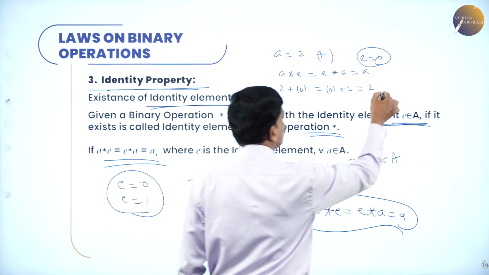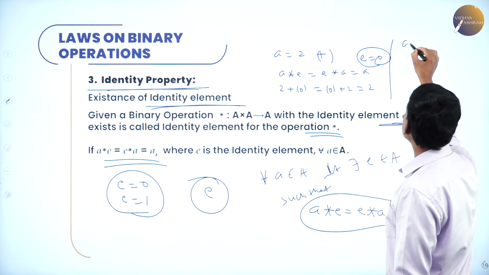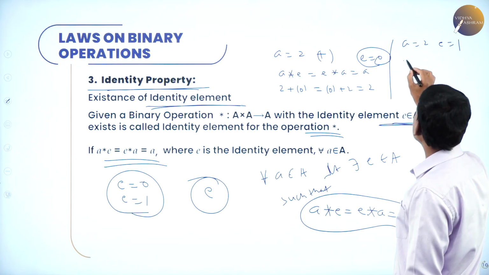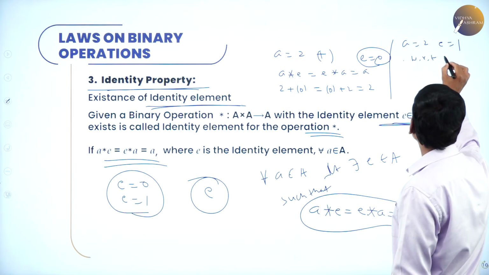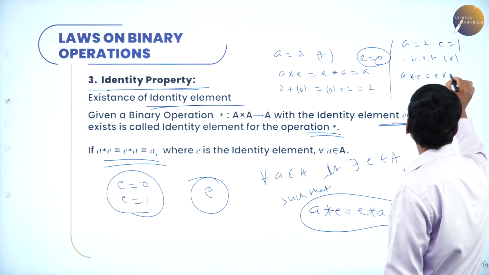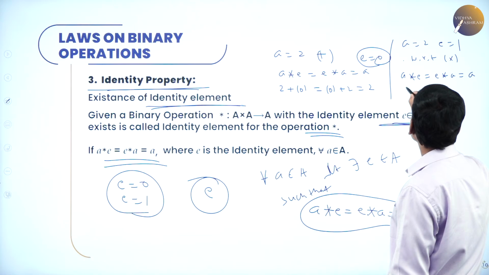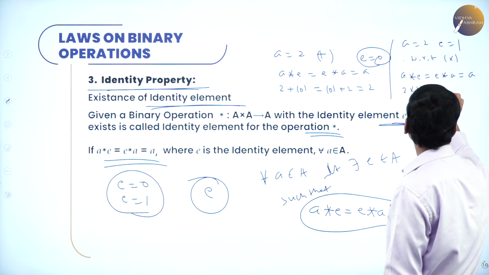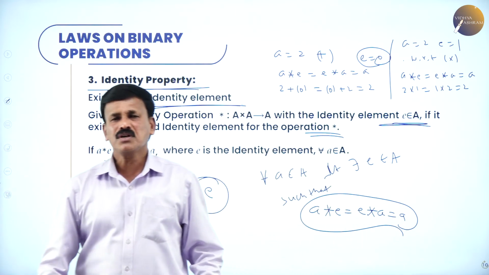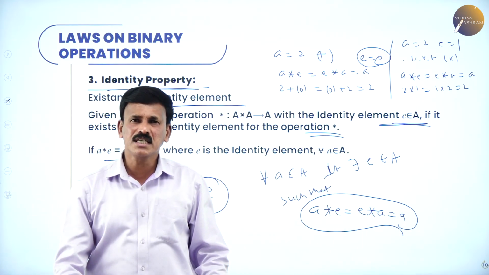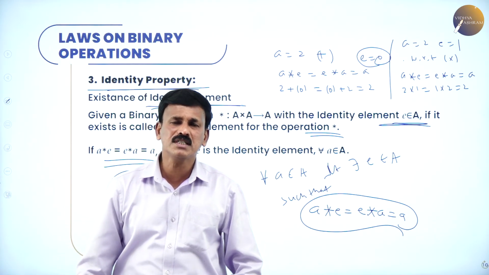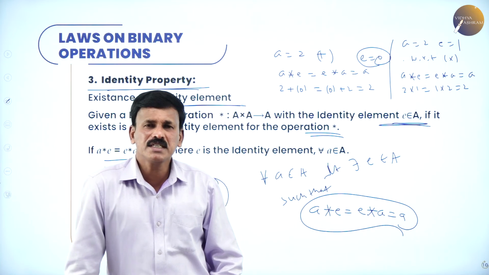Suppose I take the same problem, A is equal to 2, then E is equal to 1 is an identity element with respect to multiplication. A star E is equal to E star A is equal to A means 2 into 1 is equal to 1 into 2 is equal to 2. So, with respect to addition, 0 is the identity element. With respect to multiplication, 1 is the identity element. So, this is regarding the existence of an identity element, the identity property.